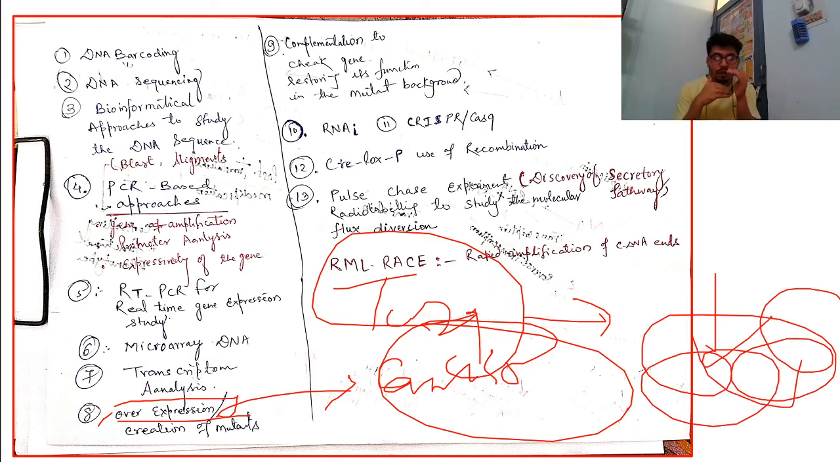So whether you overexpress in a particular tissue, or in the whole plant or whole organism, this is called overexpression. Overexpression can give rise to certain consequences when a gene is overexpressed. And the second thing you can do is mutate. So mutation is again a topic of discussion.